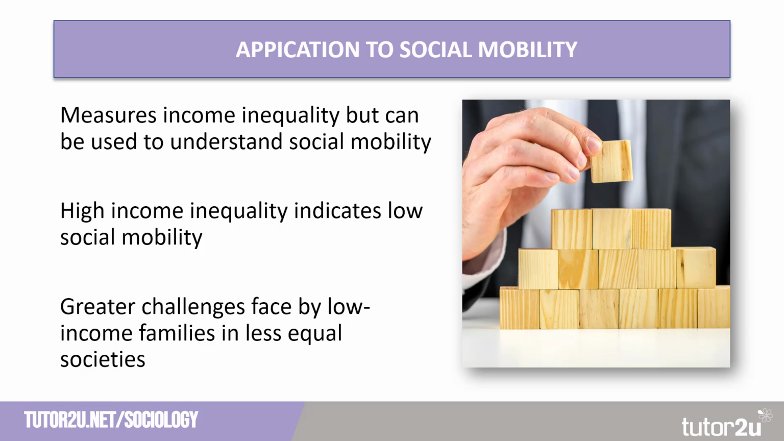While the Gini coefficient primarily measures income inequality, it also has profound implications for understanding social mobility. Social mobility refers to the ability of individuals or families to move up or down the economic ladder within a society. High income inequality, as indicated by a high Gini coefficient, often correlates with lower social mobility. This relationship suggests that in highly unequal societies, individuals from lower income families face greater challenges in achieving upward mobility.